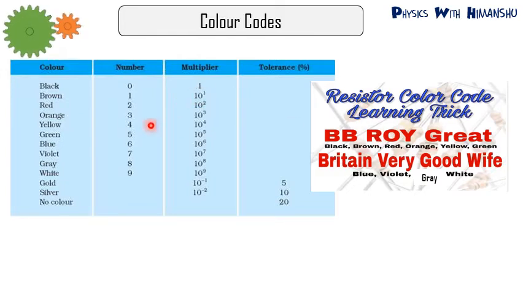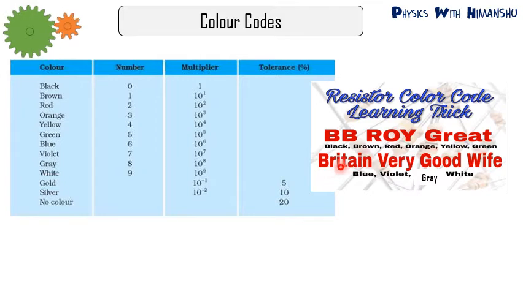Then comes red. For red, the number is 2 and the multiplier is 10 raised to power 2. For orange, the number is 3 and the multiplier is 10 raised to power 3. For yellow, the number is 4 and the multiplier is 10 raised to power 4. Next, green: the number is 5 and the multiplier is 10 raised to power 5. So that is B B ROY, all of them will be there. For Great, you will only take the G part.